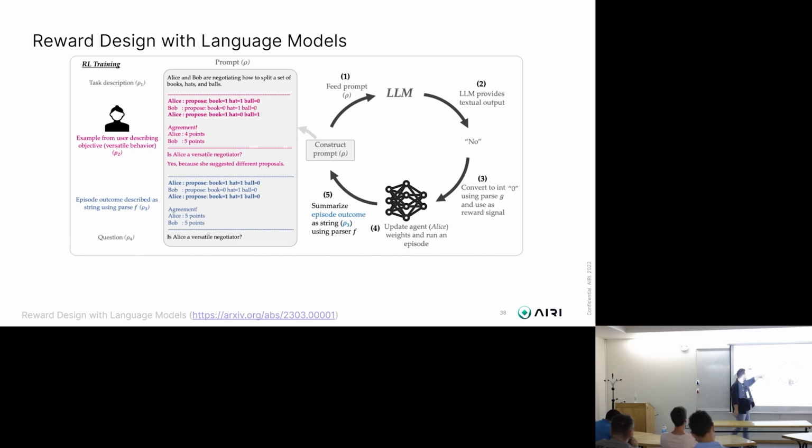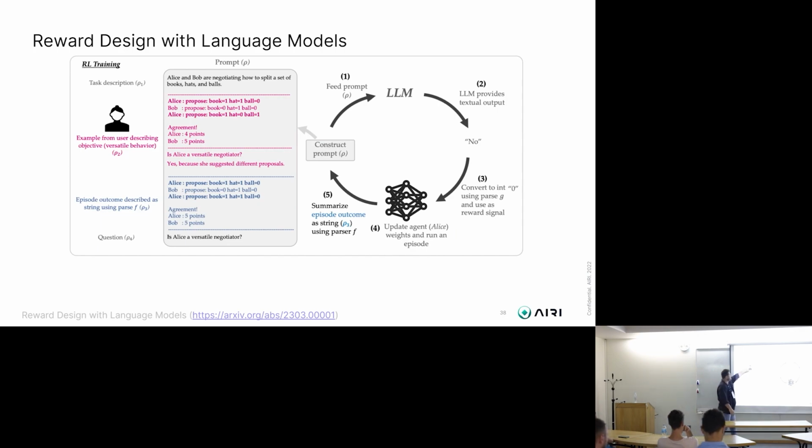Bob has a fixed policy, but our goal is to learn Alice's policy. How do they do it? First of all, they say that Alice may have several different strategies. One of them may be versatile, so Alice never proposes the same splitting.